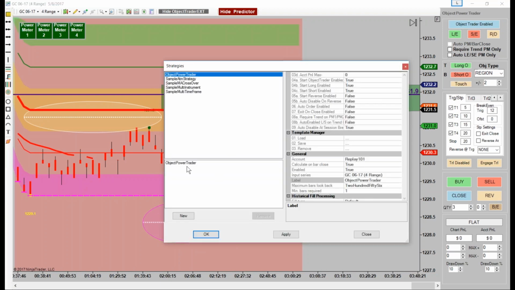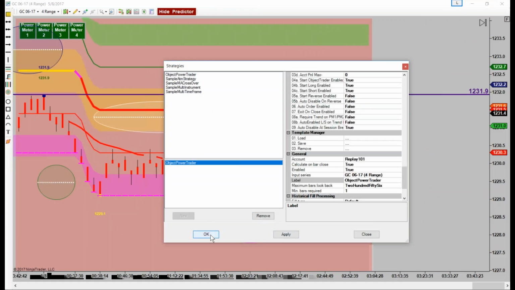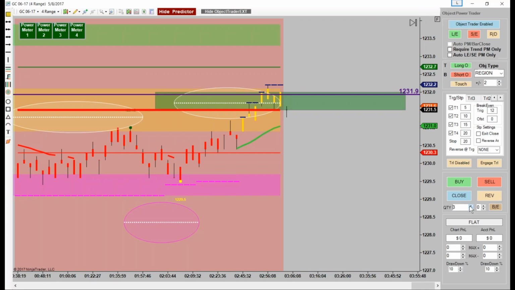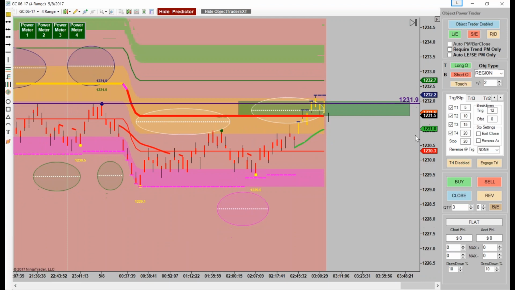I'm going to go ahead and put the strategy back on the chart too, because he did send this just a little while ago, and I compiled and everything, but I didn't restart ObjectTrader. So let's just go ahead and restart ObjectTrader. Okay, and we'll go ahead and go with touch plus 2 and see if we can get something here. And I'll go ahead and go 3. Now, you notice it's already been 2 now, so we have to go back to 2 again.